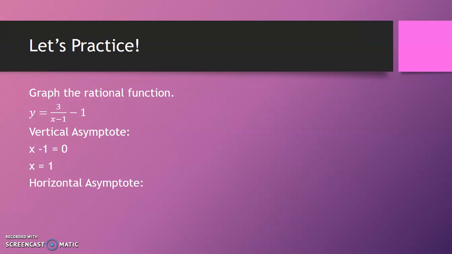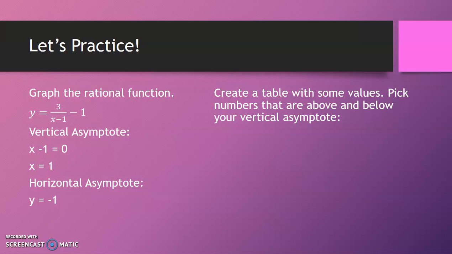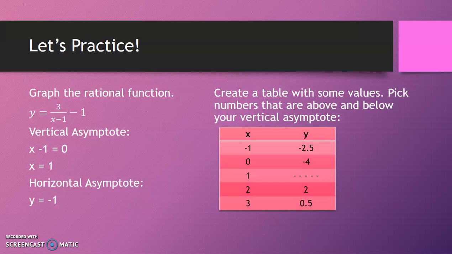Now the horizontal asymptote, I have a -1 attached to the end of my fraction part of the function, and so y is going to be equal to -1. Again, we're going to create a table, and I'm going to put in that 1 for x equals 1 in the middle with the dashes, letting me know that that's the asymptote that I can't approach. And we pick numbers above and below 1, so 0, -1, 2, and 3. So the values I found are -2.5, -4, 2.5. Now, if these functions start to get more complicated, you will want to use a calculator to help you evaluate them.